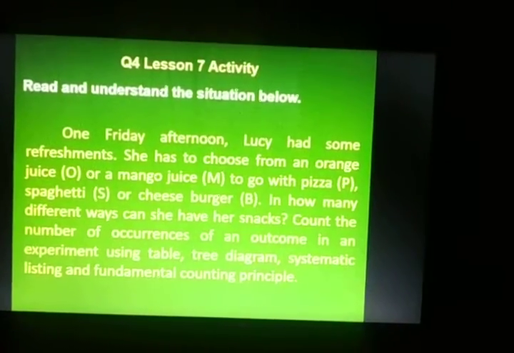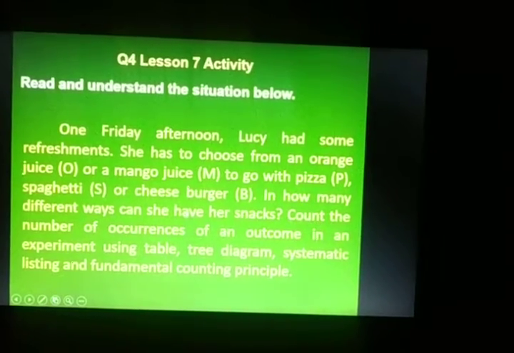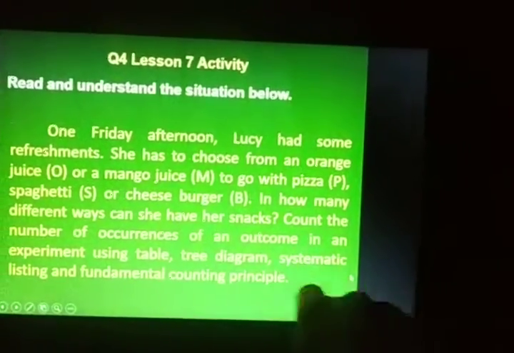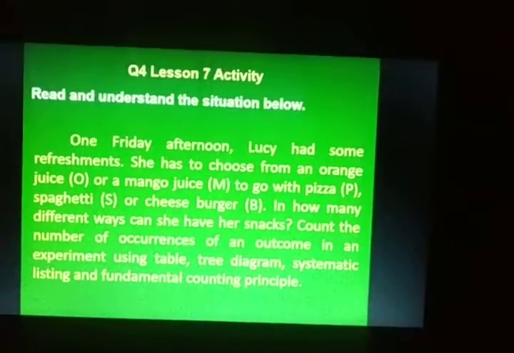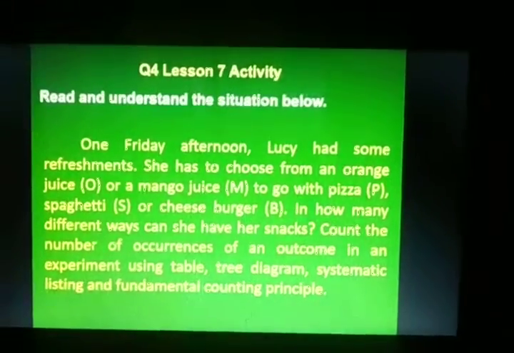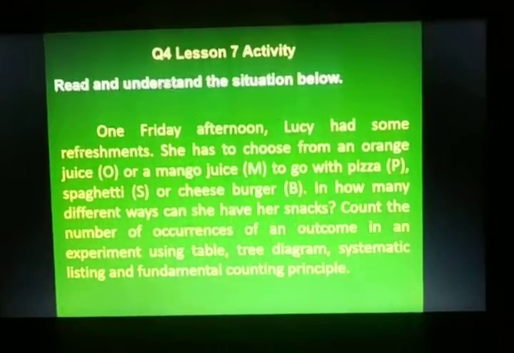So, you are to answer this. Read and understand the situation. In how many different ways can she have her snacks? Use table, tree diagram, systematic listing, fundamental counting principle. Just repeat watching this video so that you'll understand how to do the 4 ways to count the occurrences of an outcome in an experiment.